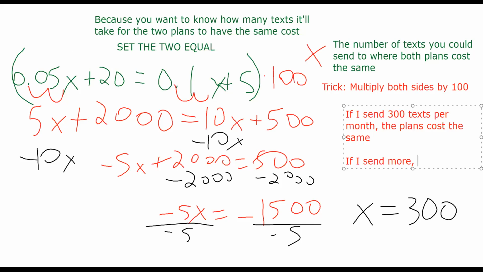So in summary, if I send 300 texts per month, the plans cost the same. If I send more than 300, plan A is the better choice because you've already tied with plan B, but now the text message is only 5 cents each after that point. So you're spending less per text after that. If I send less than 300, if I send 250, if I send 299, plan B is the cheaper of the two plans. Does that make sense? Cool. Let's go ahead and take our break here. We'll be back around 1:45, something like that.